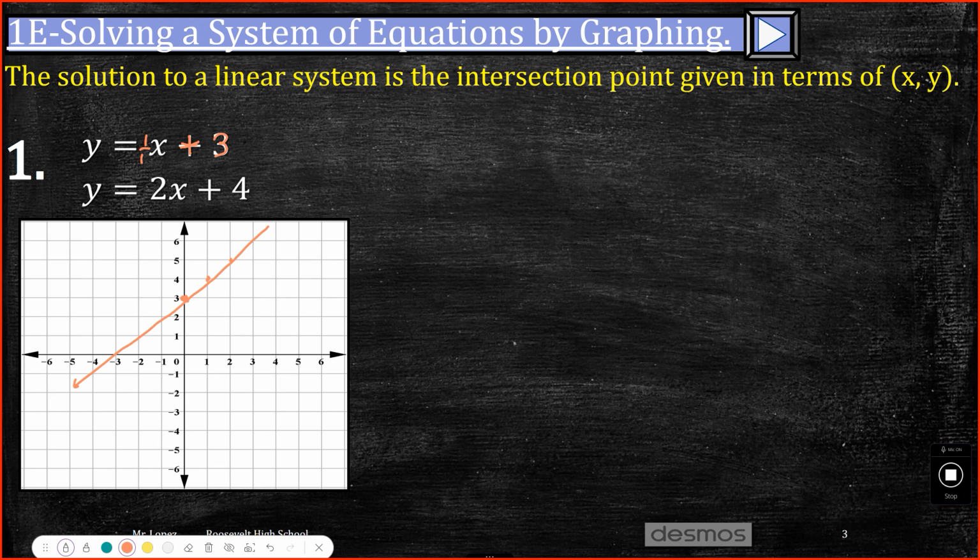Let's graph the second one. It's plus 4, so the y-intercept is 4. Rise up 2 over 1. So it's going to go, now, rise up 2 over 1, rise up 2 over 1, or we can go down 2 over 1.